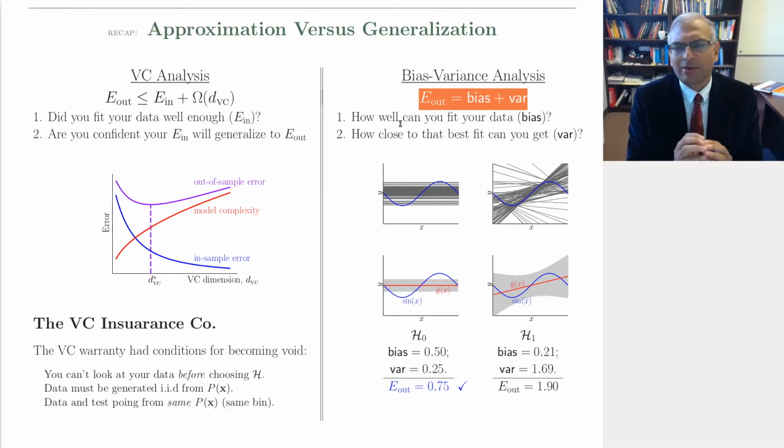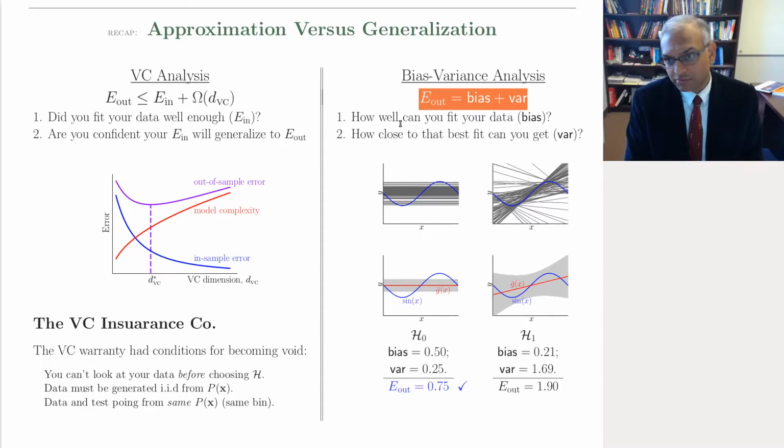Okay, so the bias is how well you can fit the data, and as you have a larger and larger hypothesis set, as we have a larger and larger VC dimension, your capability for fitting the data, i.e. your ability to approximate the target function, increases. So it's similar to how the in-sample error behaves when you increase your hypothesis set complexity.